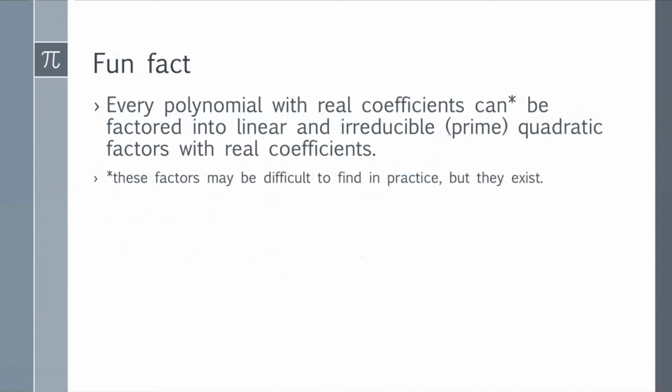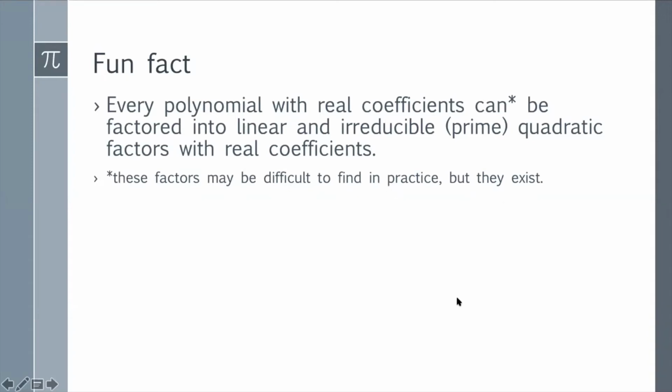So what that means is, let's say that you have a polynomial of degree 11, and somehow you're able to break it down into two factors that have degree 8 and degree 3. What this fun fact says is that you can break both of those down further. You can, and every time I say can, I put a little star next to it, break that thing down into a bunch of factors that are no bigger than degree 2. The star means that these factors may be difficult to find in practice, but they do exist.